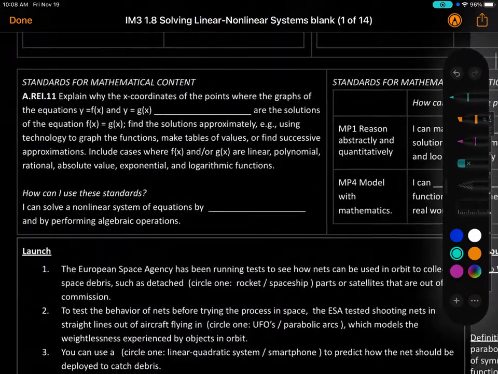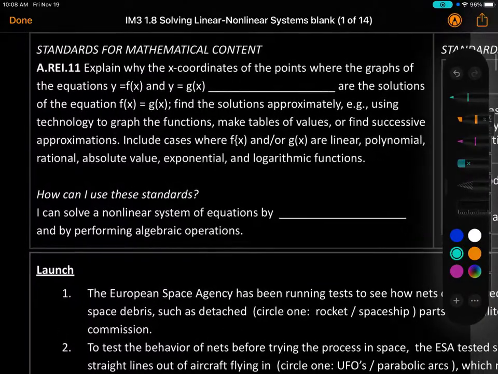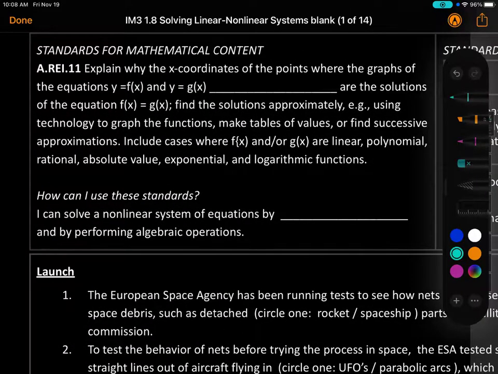Alright, let's go over our standards for mathematical content. A-REI 11. Explain why the coordinates of the points where the graphs of the equations y equals f of x and y equals g of x, their intersection, are solutions. Where they cross, they are solutions.